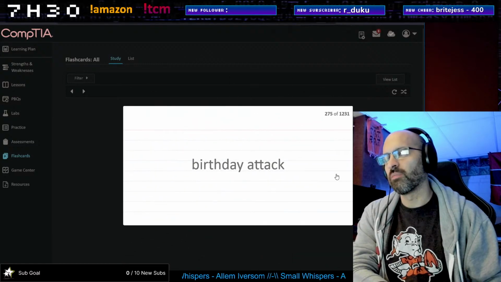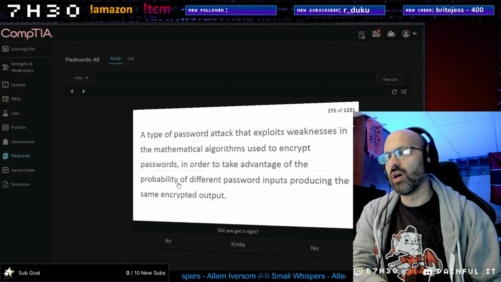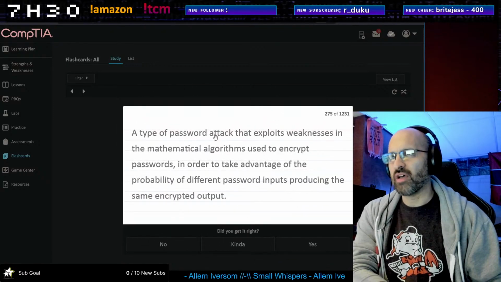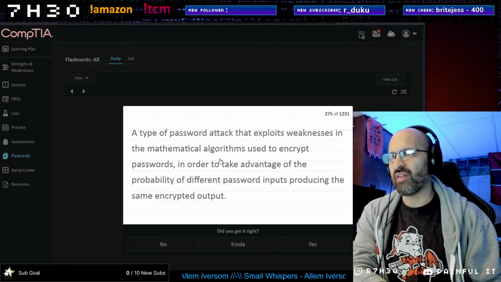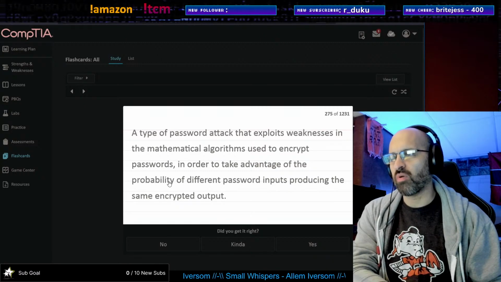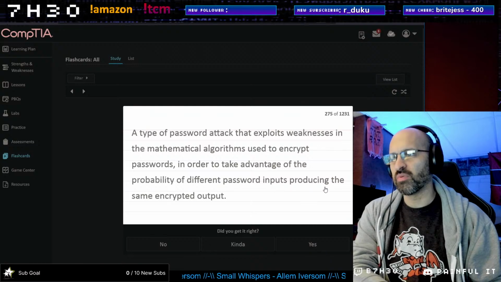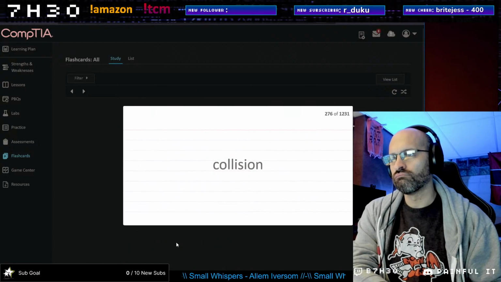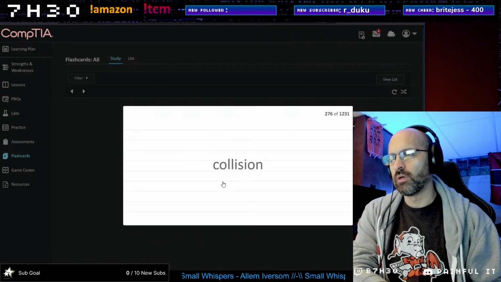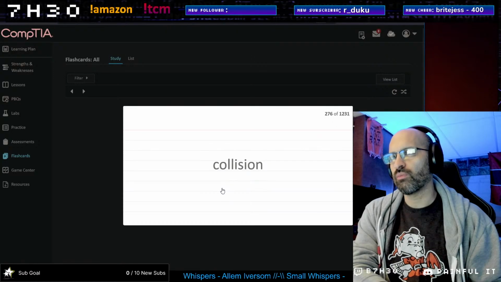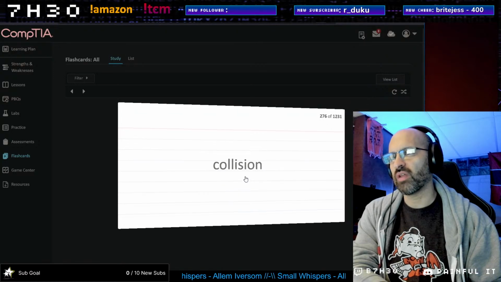I got this. The birthday attack. This is something about like halving the values. A type of password attack that exploits weaknesses in the mathematical algorithms used to encrypt passwords in order to take advantage of the probability of different password inputs producing the same encrypted output. Collision. When two hashes reveal the same plaintext password.